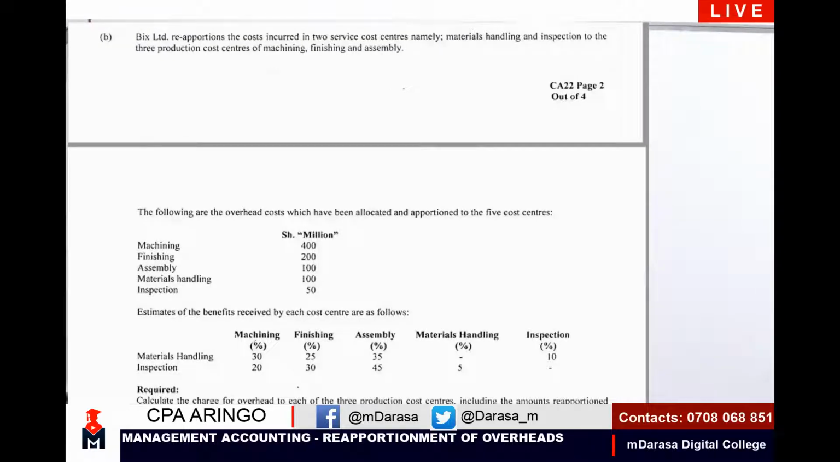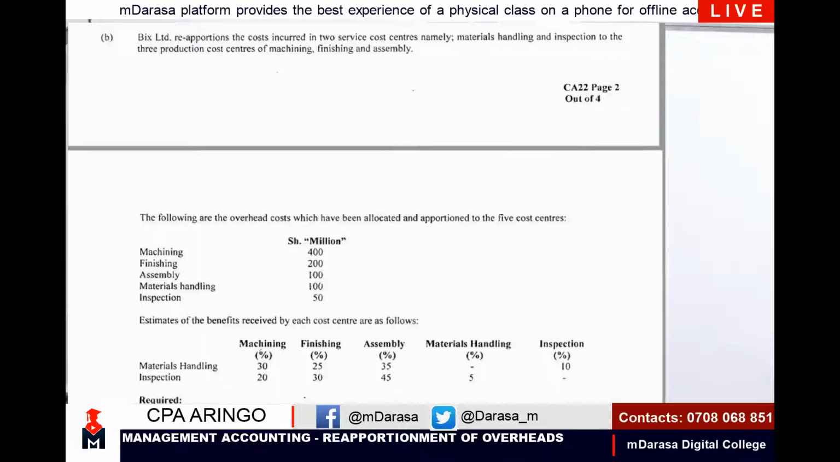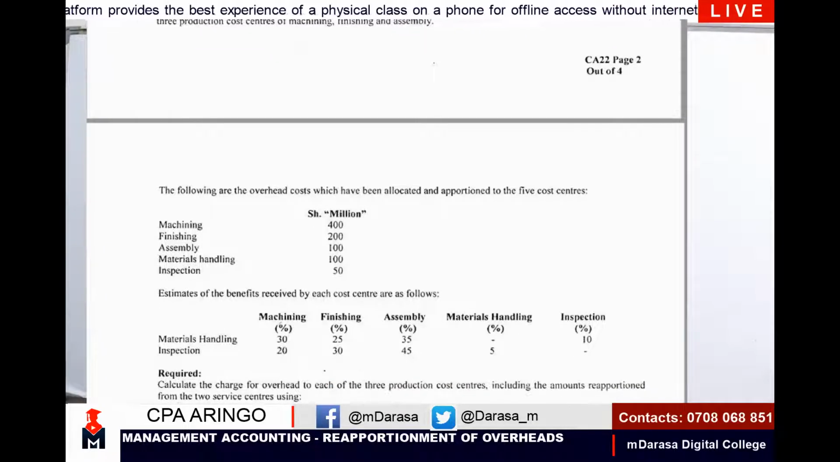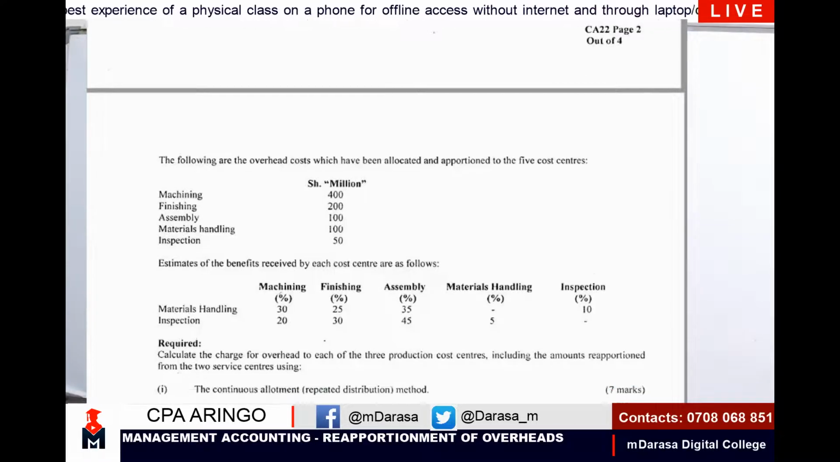So we are told that the following are the overhead costs which have been allocated and apportioned to the 5 cost centers: machining, finishing, assembly, materials handling, and inspection, having in mind that I'm only talking of 2 service departments, which are basically material handling and inspection. Then we are told that estimates of the benefits received by each cost center are as follows. I'm having materials and inspection.